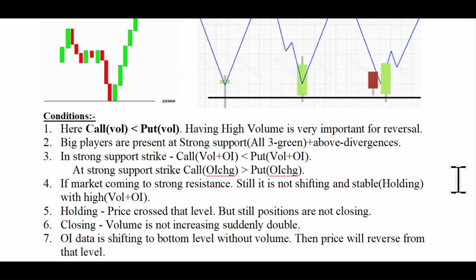The second condition is to identify the presence of big players. At the strong support strike, both put volume and put open interest should be at 100%, which means they are the highest among all strike prices. In addition, the put side out of the money divergence should be significantly higher than the call side divergence. This suggests that institutional traders are actively building positions at that support level.